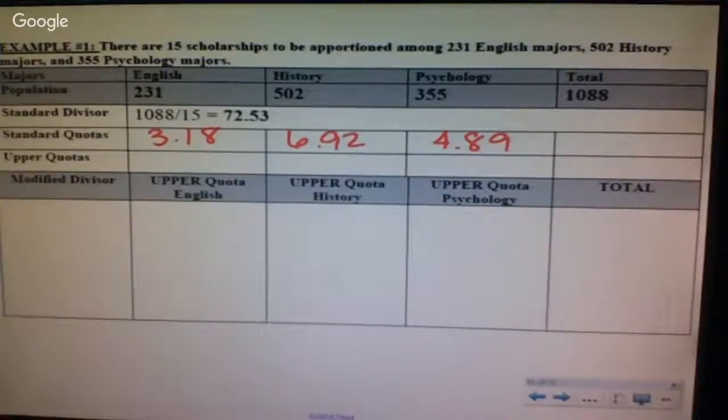If we were doing Jefferson's method, you would drop your decimals. But Adams says, I don't want to use lower quotas, I want to use upper quotas. So everything rounds up, no matter what that decimal is. So English starts with 4, history starts with 7, and psychology starts with 5.